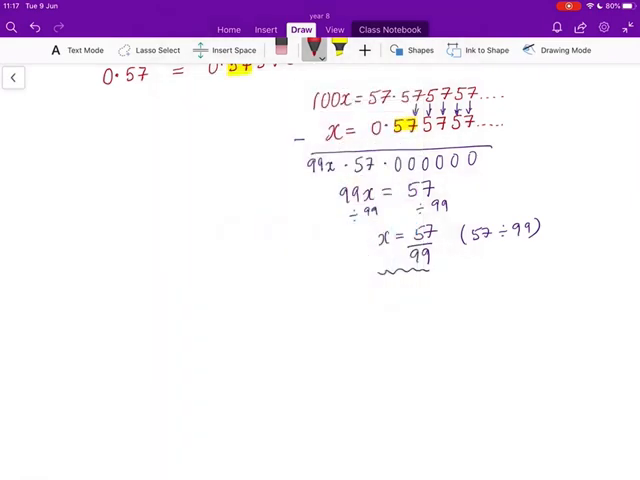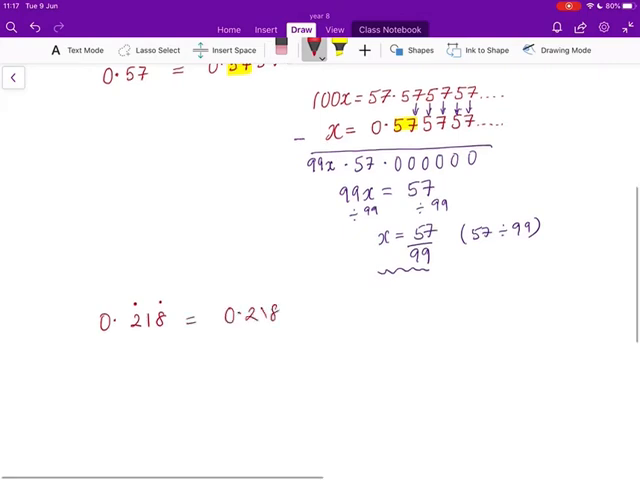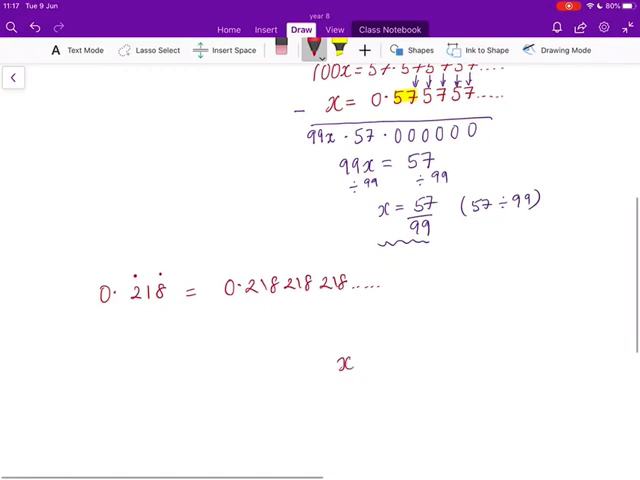Okay, the last one I'm going to do is one of this form. So 0.218, with a dot above the 2 and a dot above the 8. That indicates the numbers 2, 1, 8 are repeating. So the 2 is the beginning of the repeat, the 8 marks the end. If we wrote that out, the first few repeats, it would look like that. So like we did before, we're going to call that our x value.